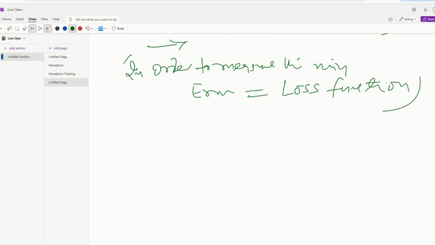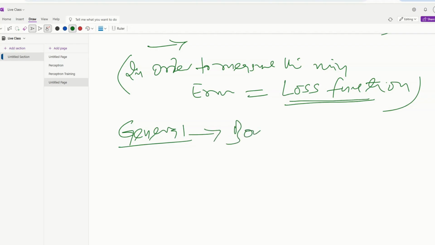Okay, so this is the purpose of using a loss function. A loss function gives me a measurement. I can draw multiple lines, I can draw multiple boundaries. So this is the general concept. In machine learning or deep learning, the whole purpose is what? To find a boundary, and this boundary can be anything.